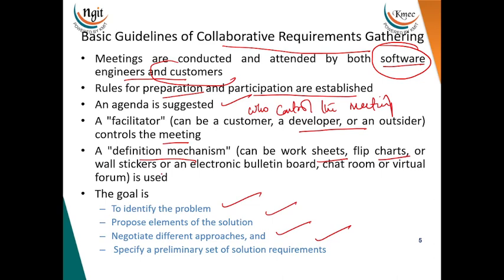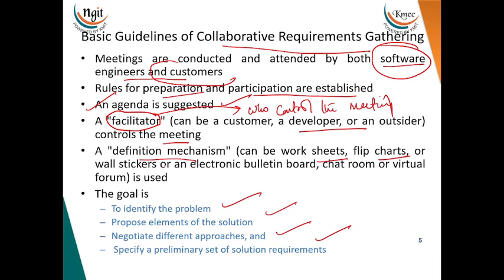That means: who is going to handle the meeting, what the points or agenda of the meeting are, and who the participants are are established. The agenda is suggested. The facilitator can be a customer, a developer, or an outsider who controls the meeting. The facilitator is nothing but the person who controls the meeting. The rules are prepared and the meeting is attended by both the software engineer and the customer, and there is a facilitator who will take over the meeting.